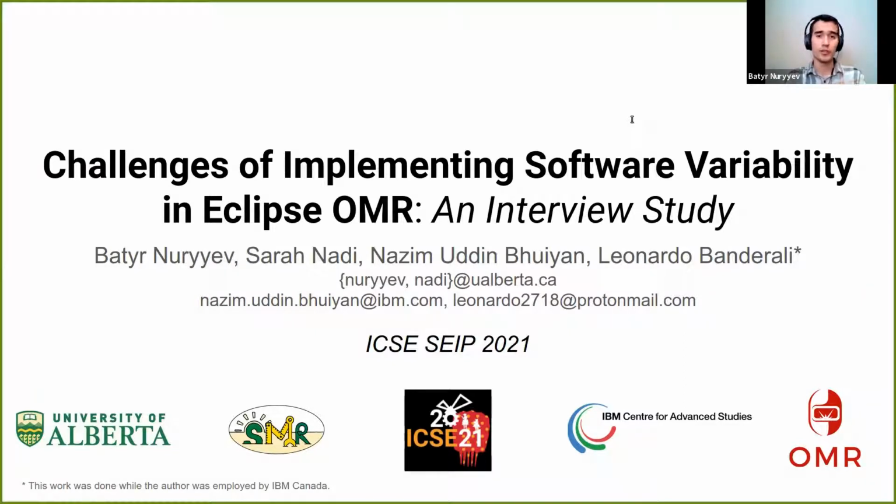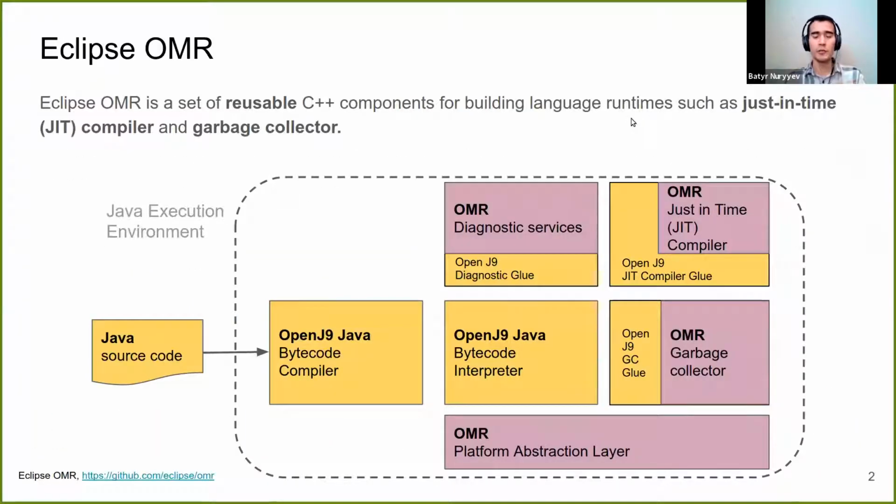I'll be talking about our industry collaboration experience with IBM Canada, particularly about the challenges of implementing software variability in a large-scale open-source system known as Eclipse OMR. Eclipse OMR is a set of reusable C++ components for building language runtimes. OMR doesn't stand for anything, but previously it stood for Open Managed Runtimes. OMR can be used to build a runtime environment for a variety of languages, such as Java as shown below. OMR is actually being used by OpenJ9, which is a popular Java virtual machine.